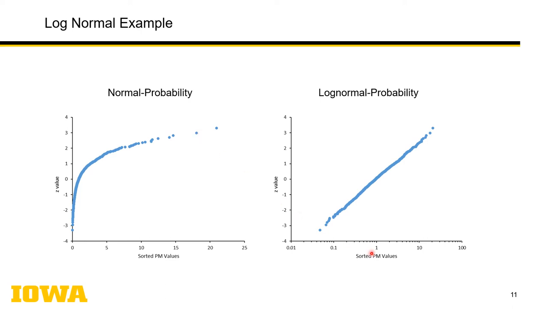Okay, so now we apply a log scaling to the x-axis, and you see them straighten up almost perfectly. Okay, so there you go. You are now convinced that this is a log normal distribution when you end up with a straight line like this on log probability paper as versus normal probability paper.